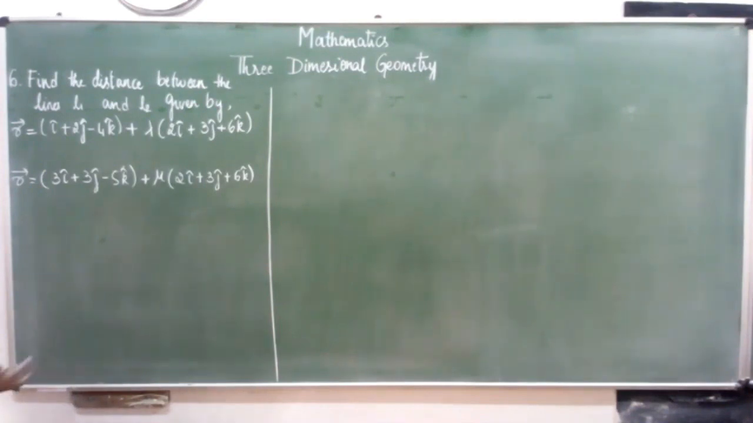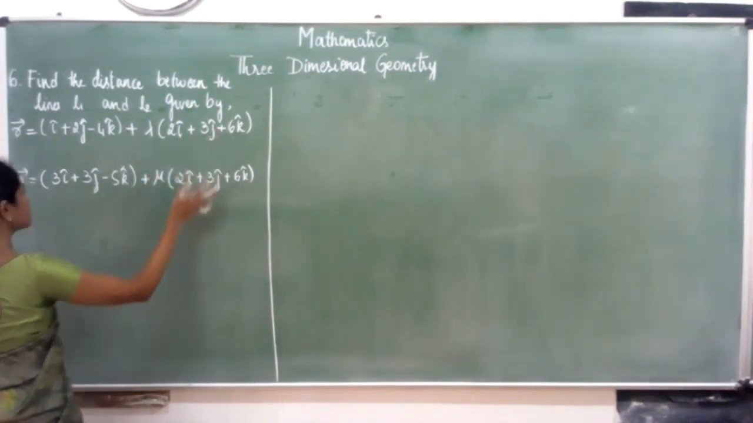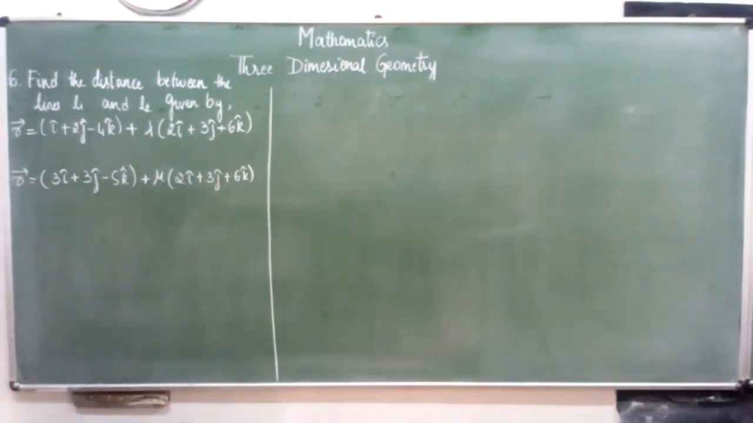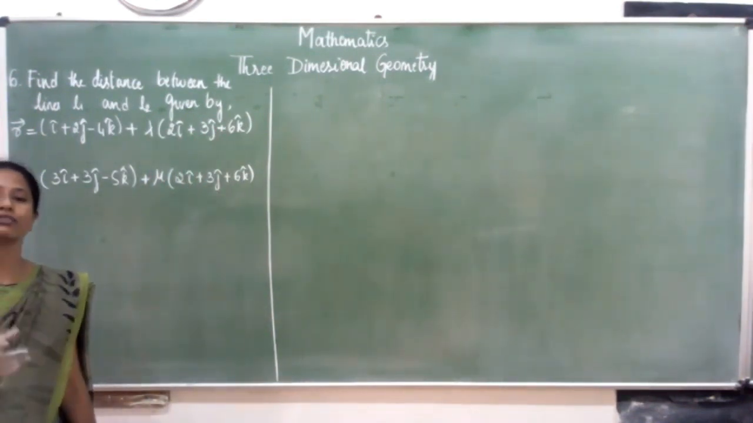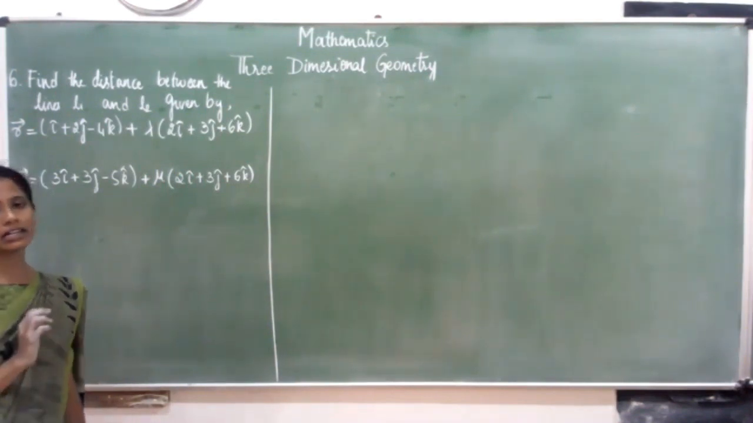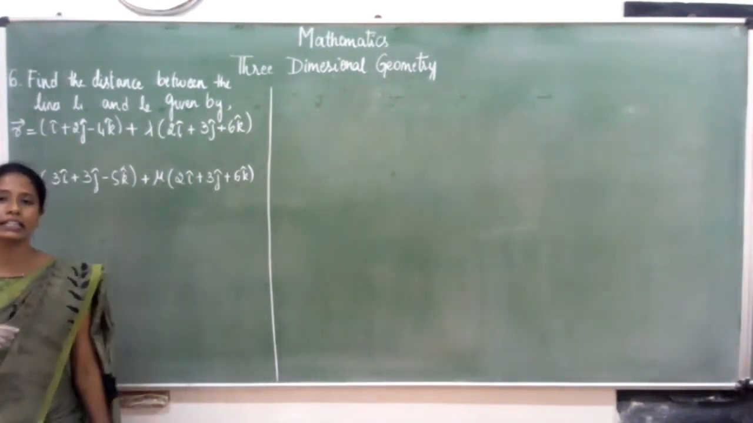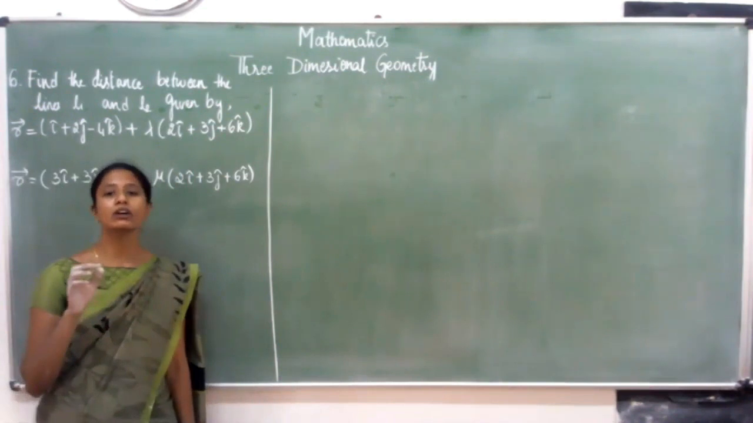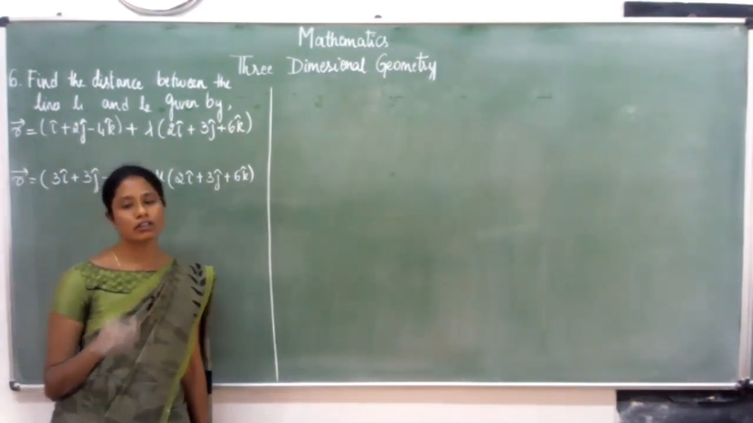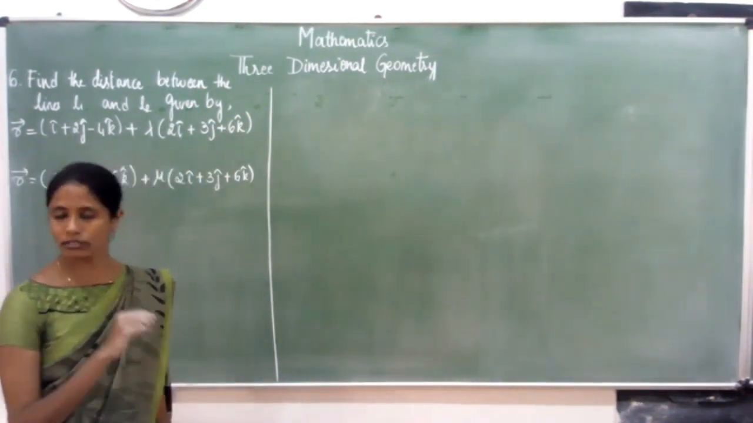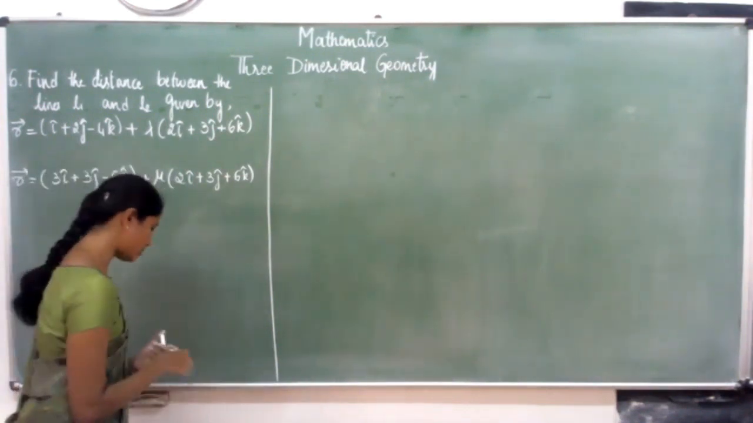Next problem. Here also we need to find the distance between the two lines. And here, if you observe these two lines, you can see that these two vectors, V1 and V2, are the same. Means it is understood that they are parallel lines. Now you should use the formula for parallel lines, which is given by d equals modulus of vector B cross A2 minus A1 divided by magnitude of vector B.